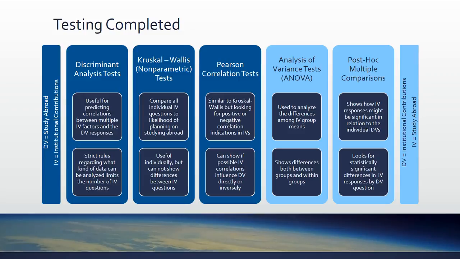It's never enough to really look at it just one way and then make a decision. I want to give a good, well-rounded picture of what's going on. So there are 3 separate sets of tests that we did with those dependent variables and independent variables: the discriminant analysis test, Kruskal-Wallis non-parametric tests, and the Pearson correlation tests. Then we flipped the game board around a little bit.